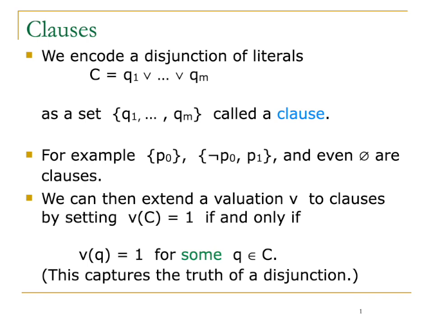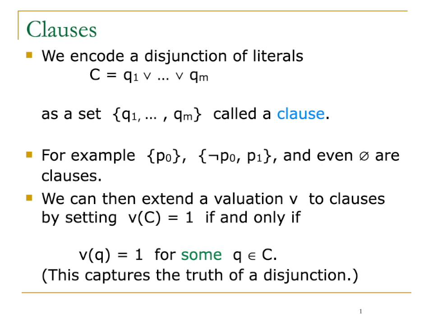Next step in the resolution method is to encode disjunctions of literals as sets. So we have this formula C, which is a disjunction of literals Q1 to Qm. And we make a set of it, the set of Q1 to Qm. And these sets are called clauses. For example, the set of P0, the set of negation of P0 and P1, and even the empty set are clauses.